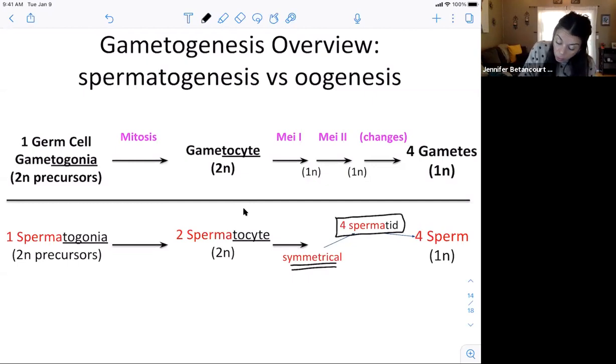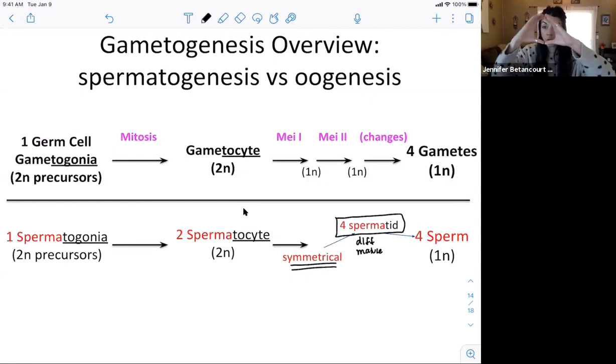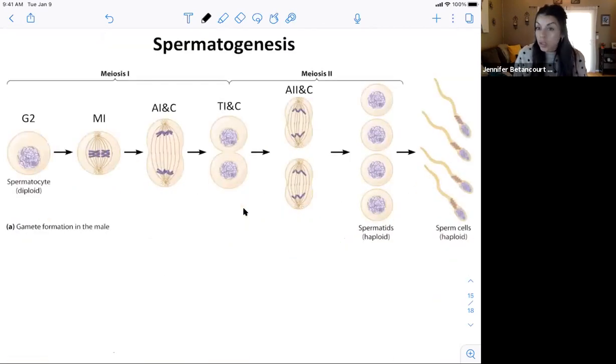Then these have to differentiate. They have to mature, they have to be ready for their final function, which is to function as sperm. That's when the sperm goes from circles to balloon-shaped, tadpole-looking things. Those are called sperm. Here's a picture of it so you can see what's happening here.